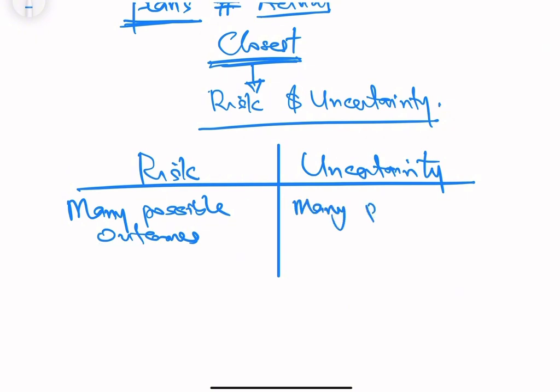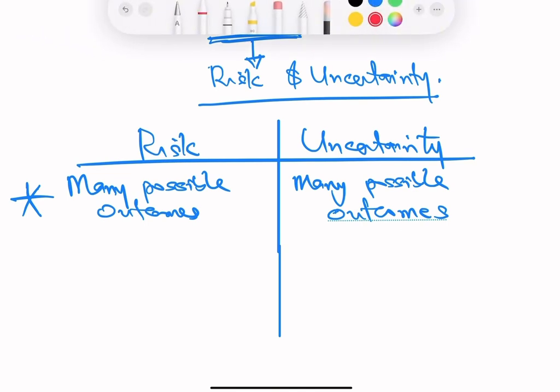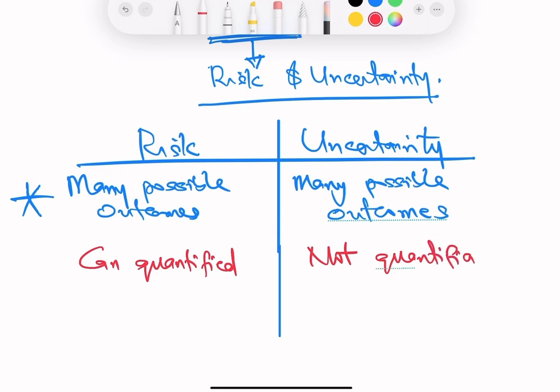Outcomes are many, and they are all possible. The degree of possibility varies for sure, but we know that there are several outcomes that are possible. So this is common with both of them. But there is something that differentiates the two, and that is the fact that risk can be quantified. But unfortunately, it is not possible to quantify uncertainty. So this is not quantifiable.